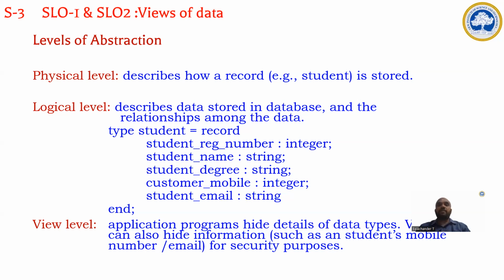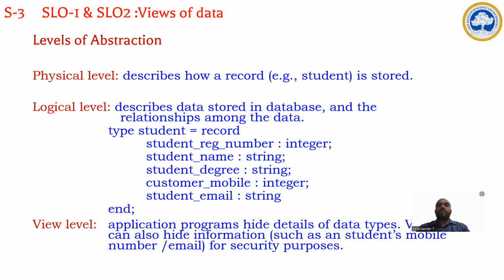The next level is the logical level. The next higher level of abstraction describes what data are stored in the database and what relationships exist among them. The implementation of the simple structures at the logical level may involve complex structures. The users of the logical level do not need to be aware of this complexity. We refer to this as physical data independence.